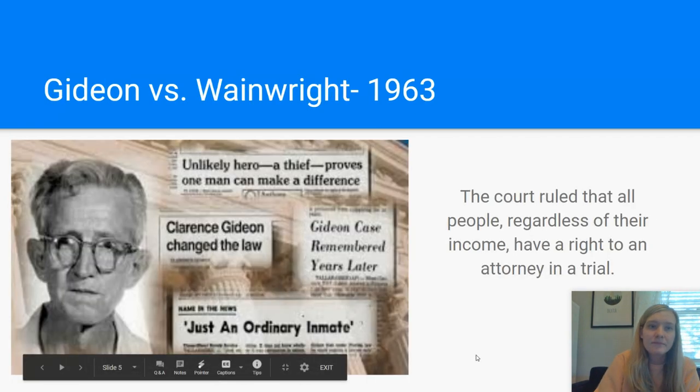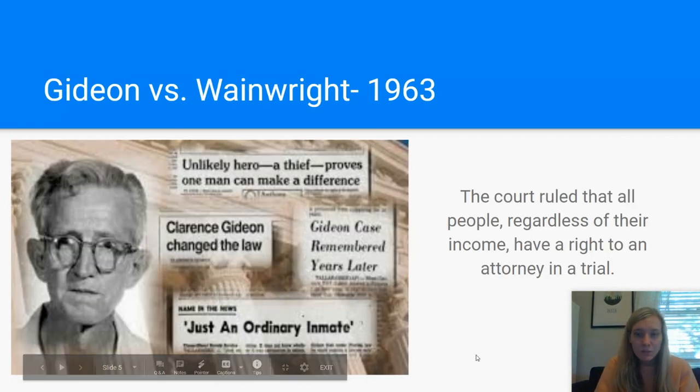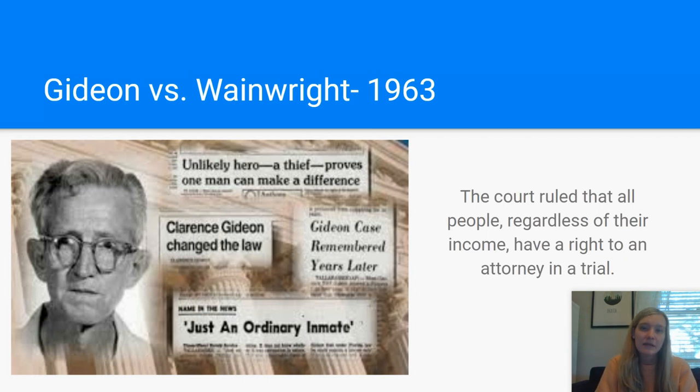Okay. The next one, and this is an interesting one, is Gideon versus Wainwright in 1963. In this court case, the court ruled that people, regardless of their income, have a right to an attorney in a trial. If you think about your Miranda rights, right? You have a right to remain silent. Everything you say can and will be used against you in a court of law. You have a right to an attorney. If you cannot afford one, one will be provided for you.